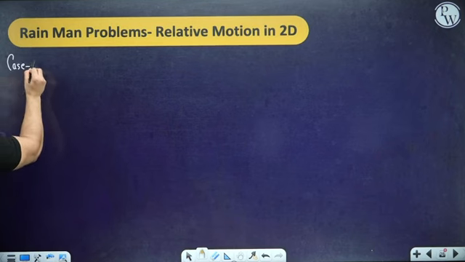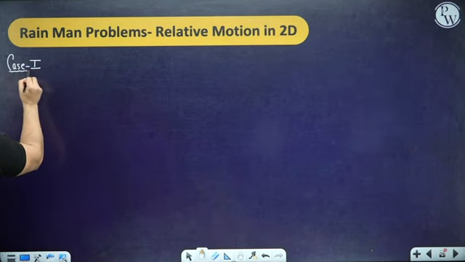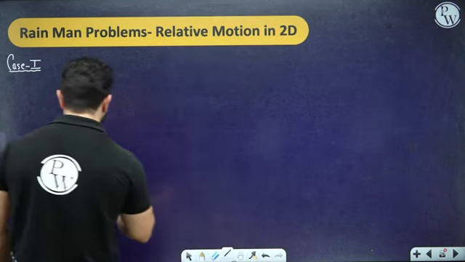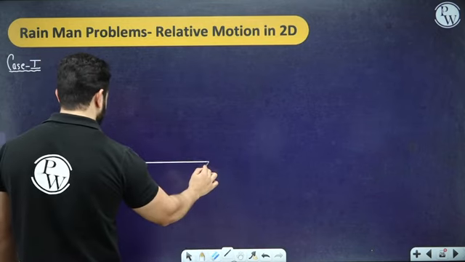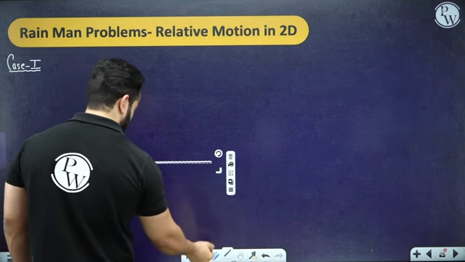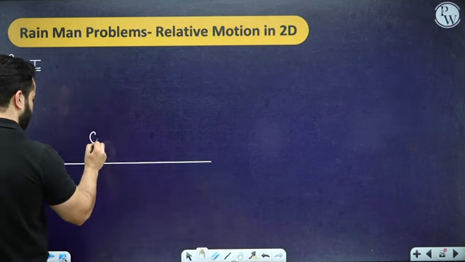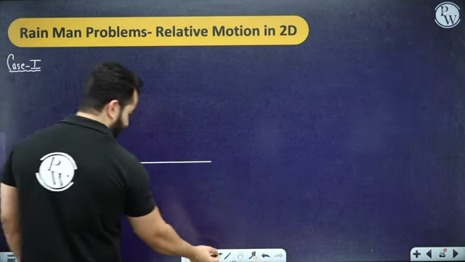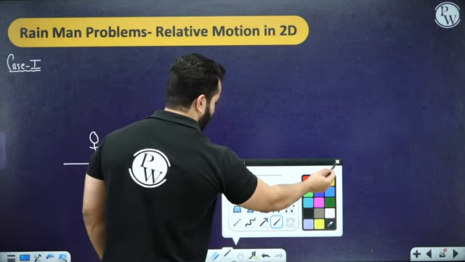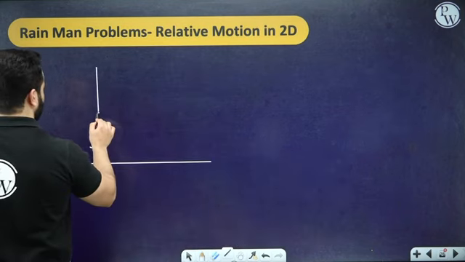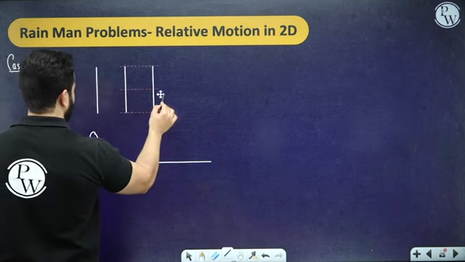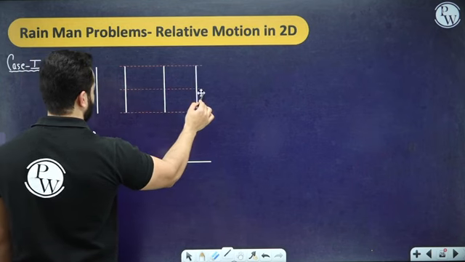the person is at rest and the rain is appearing to fall vertically. This is ground. We have got a person over here and the rain is appearing to fall vertically downwards. This is the easiest problem. I mean, this is not a problem, this is just an example.